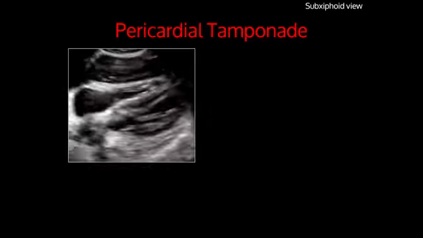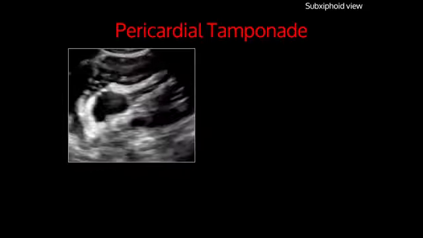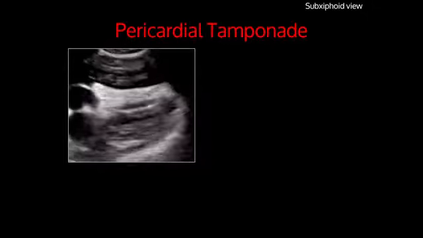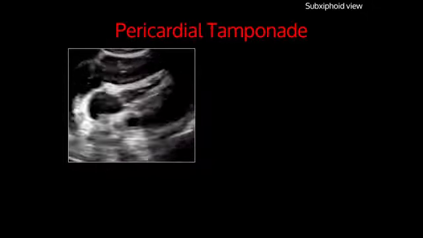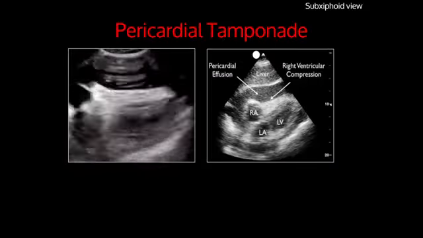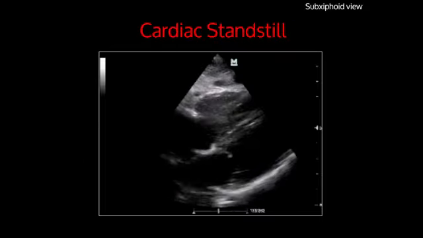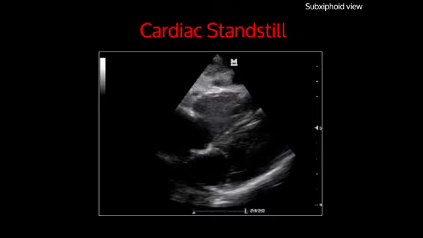Remember that the traditional definition of pericardial tamponade is RV collapse with symptoms of hypoperfusion. Here in these images, we see a pericardial effusion, and in the image to the right, we see RV compression and collapse. This is a clip of cardiac standstill.